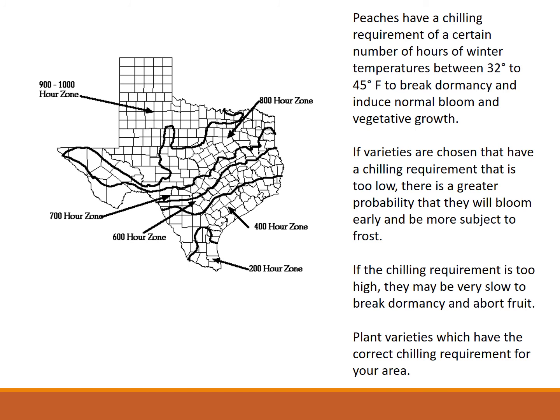So that's bad. On the other hand, if the chilling requirement is too high, for example, we pick a peach that has a 1,200-hour chilling requirement and we're in a zone that only provides 800 hours. Well, what's going to happen in that scenario is the peaches may be very slow to break dormancy. They may never get enough chilling hours to flower and make good fruit. So you have to pick fruit trees that have the correct chilling requirement for your specific area.